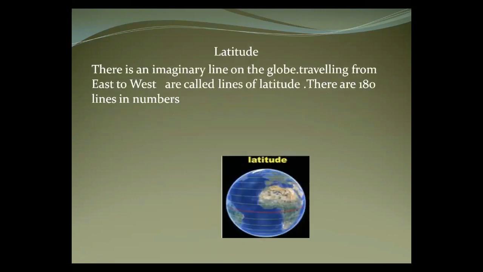Now the next is latitude. There are imaginary lines on the globe traveling from east to west, called lines of latitude. There are 180 lines in number. Latitude lines travel from east to west, and these lines are 180 in number on the globe. It serves as 0 degree of the equator. It is the center point of the equator.